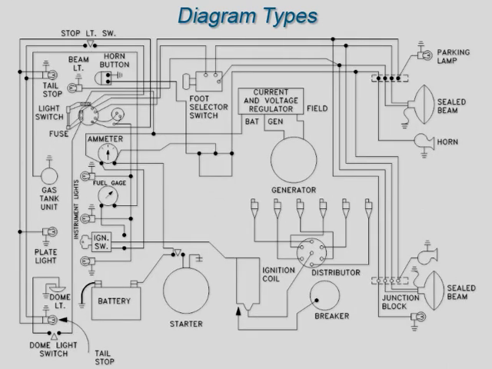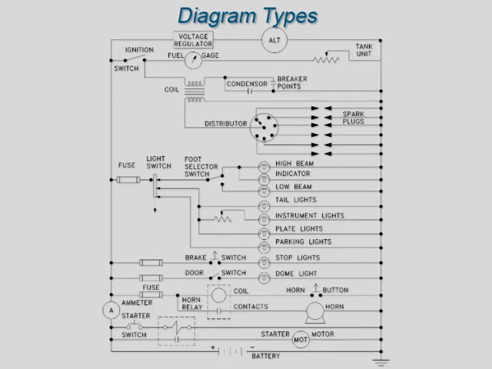Notice that the wiring diagram uses both pictorial representations and schematic symbols. And here is a more complex electrical schematic. Notice that the schematic drops all pictorial representations and depicts the electrical system only in symbols.